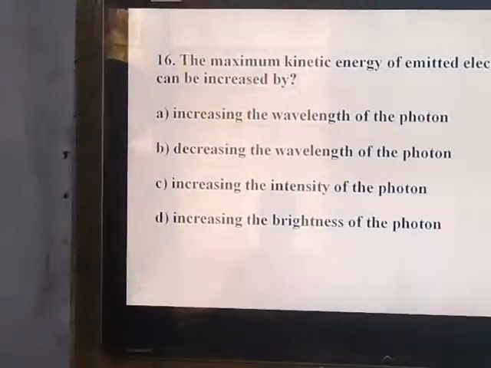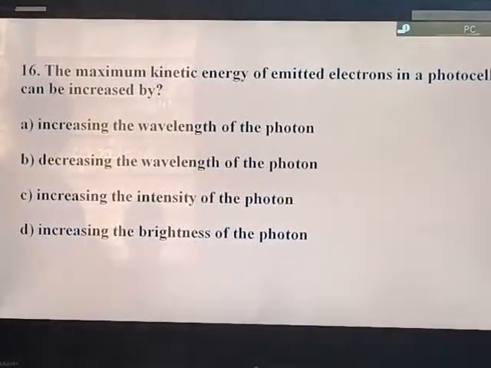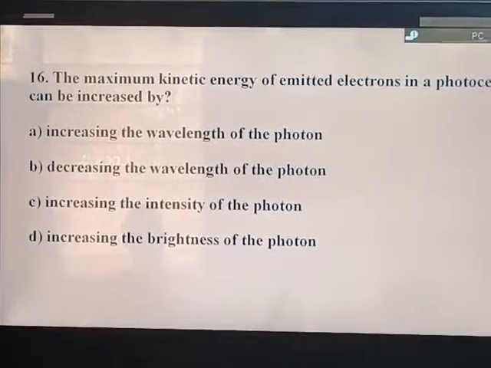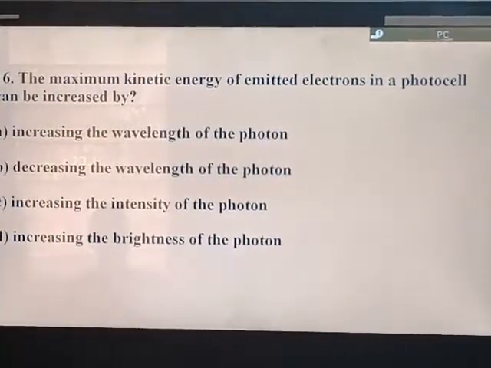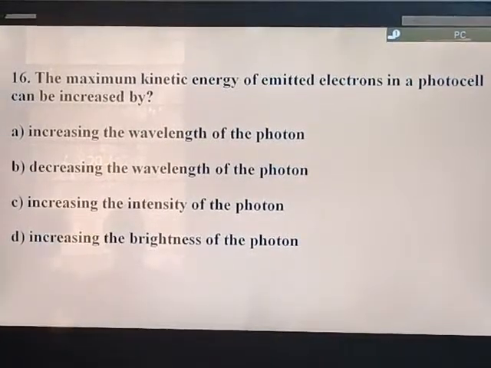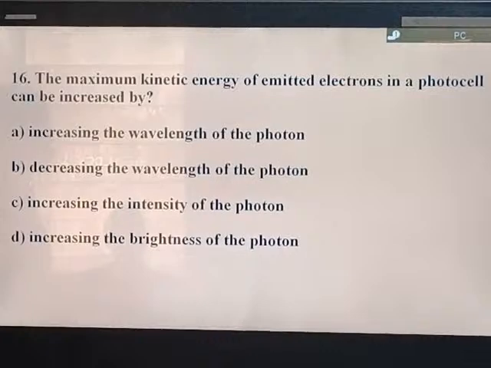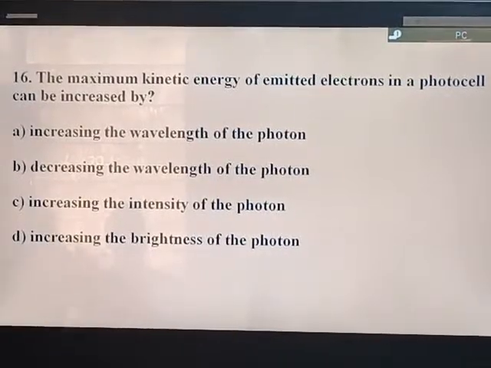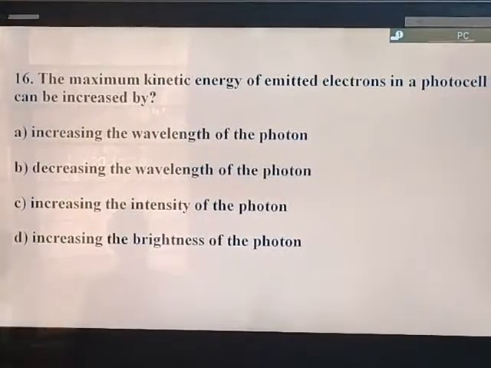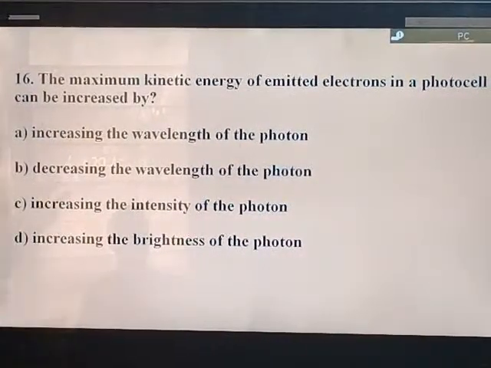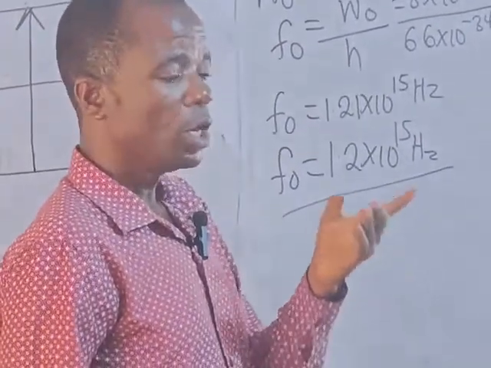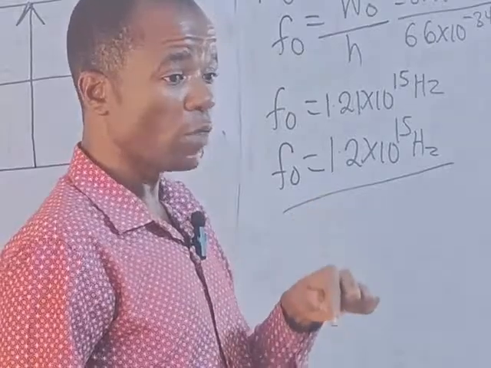Number 16 now. The maximum kinetic energy of emitted electrons in a photocell can be increased by... the good thing about this question is I've explained what kinetic energy depends on earlier, isn't it? In our previous question today, we encountered a question that was asking us, what factor does the maximum kinetic energy of ejected photoelectron depend on? And I gave you 4 factors that it depended on. If you've forgotten, it depended on the frequency of the photon, isn't it? The color of that particular light, the wavelength of that particular light, and the nature of the photocathode.